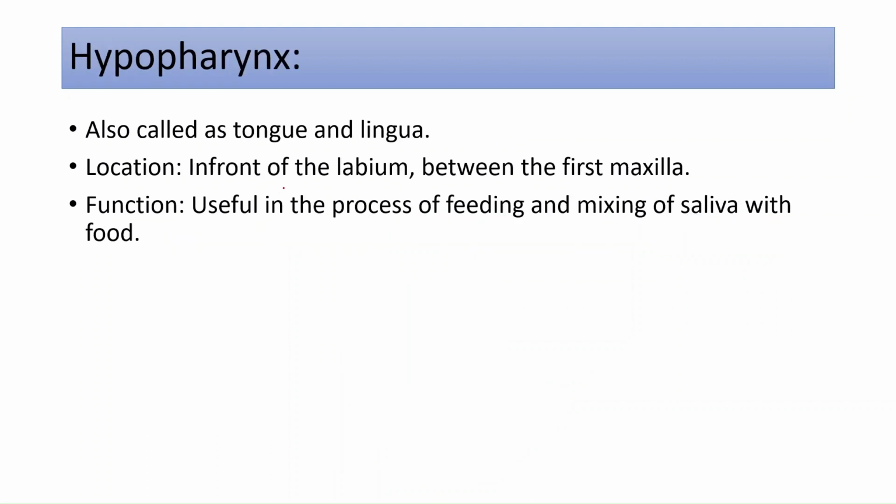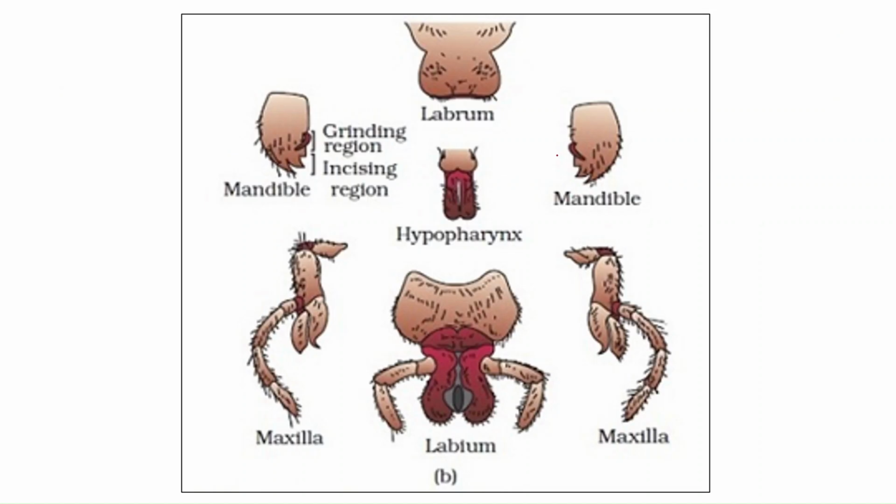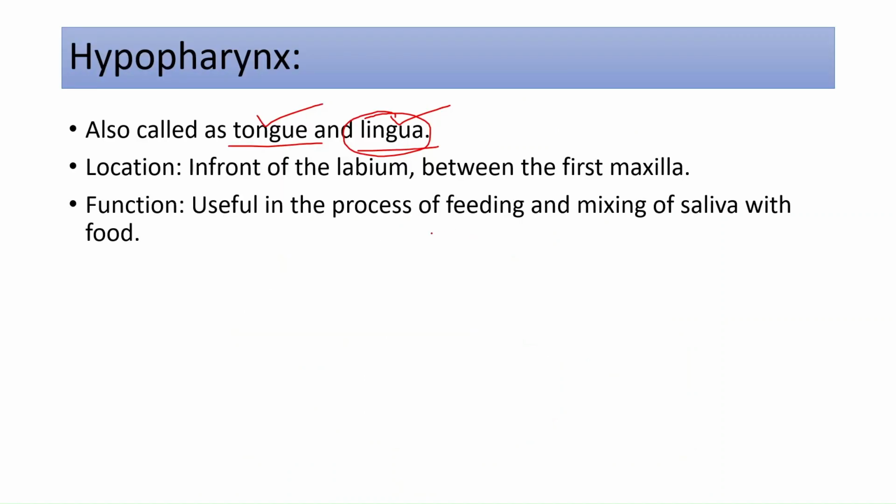The last part over here is the hypopharynx. Hypopharynx is also called the tongue and lingua. So, see, the term lingua is always associated with tongue. Okay, so it is also called tongue. It is also called lingua. The location: it is present in front of the labium. See, this structure over here, this is hypopharynx. In front of the labium, between which two structures? Maxilla. So, between the two first maxillae and in front of the labium, there is the presence of hypopharynx. Okay, hypopharynx.